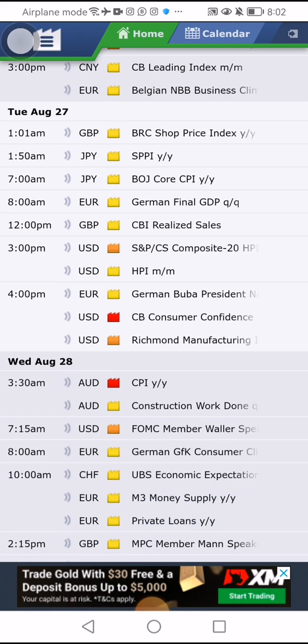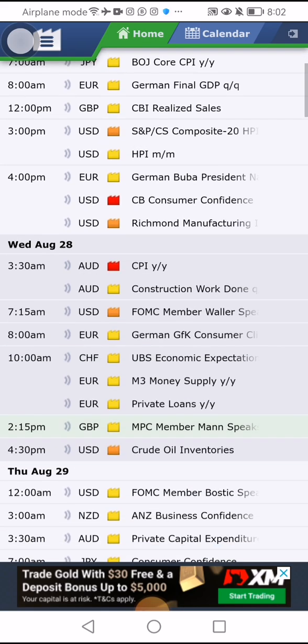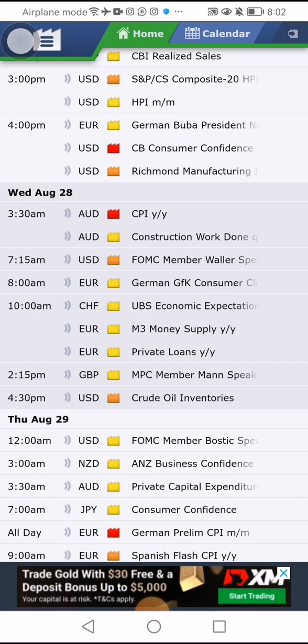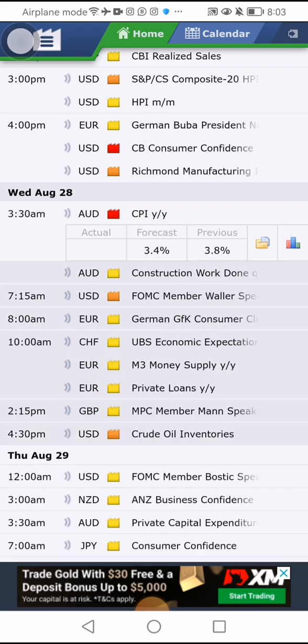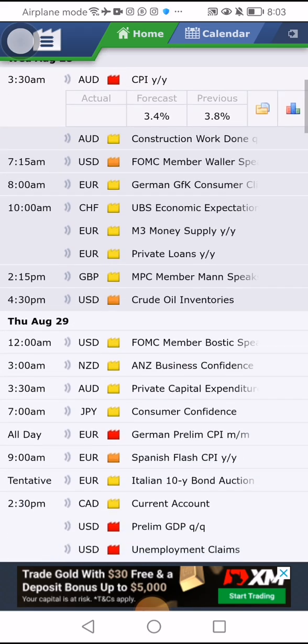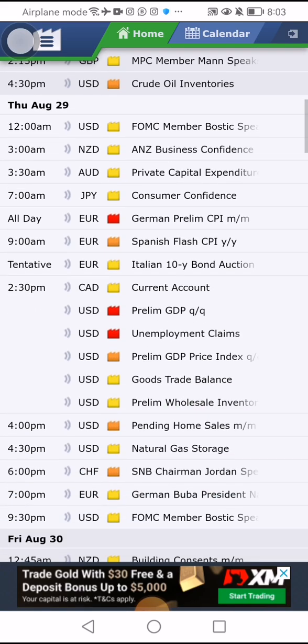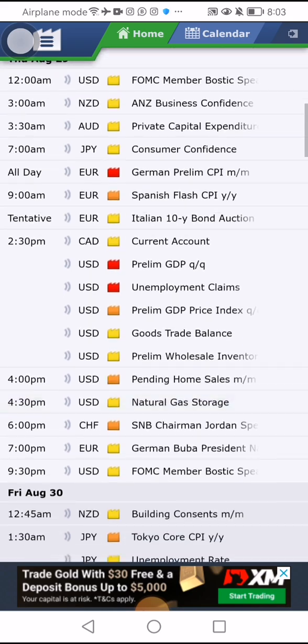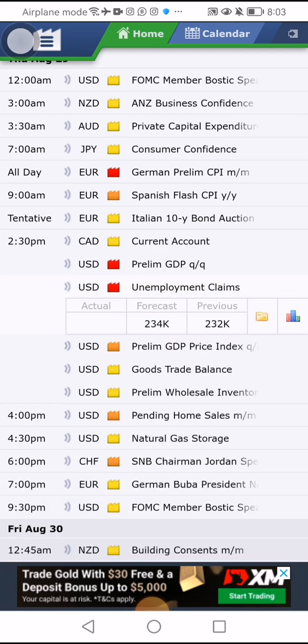And on Tuesday, pretty much the same, right? And then we have major news on the dollar around 4 p.m. my time. And then other news, this will be the CPI for the Aussie dollar. Thursday we have preliminary GDP for the dollar and unemployment claims, right? I guess you all know how to trade unemployment claims.